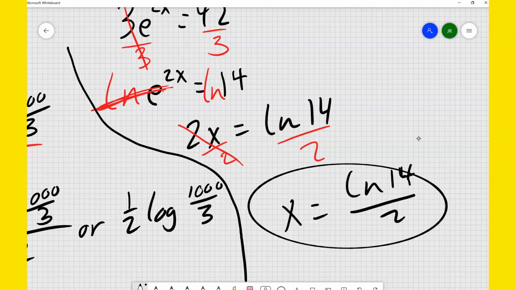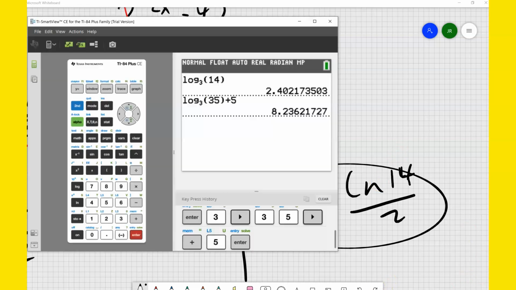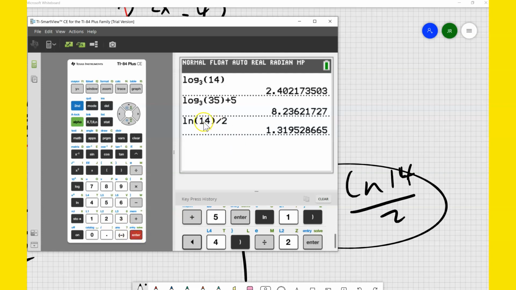Again, we could type these things in our calculator to get a decimal approximation. Let me just show you how to type that in. ln 14 over 2. There's an ln button right here. ln 14, close parentheses, and then divide that by 2. So that's not the same thing as ln 7, because dividing by 2 is not part of the ln.